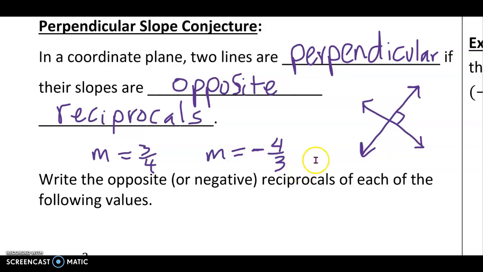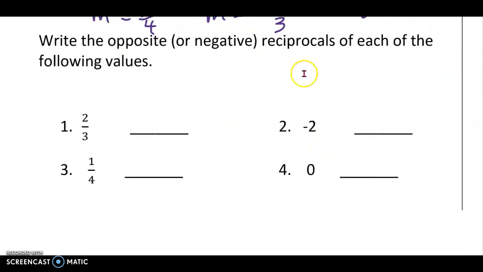So let's look at a few examples, okay? So if one line has a slope of 2/3, the opposite, since it is positive, would be negative. And then the reciprocal means that your numerator becomes your denominator and your denominator becomes your numerator. Now pause the video real quick and try the other three and see what the new slopes would be, the opposite reciprocal slopes.